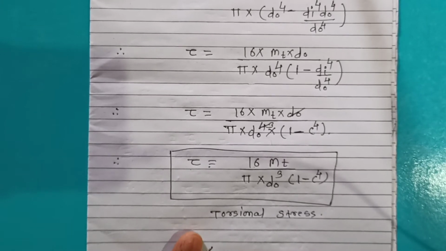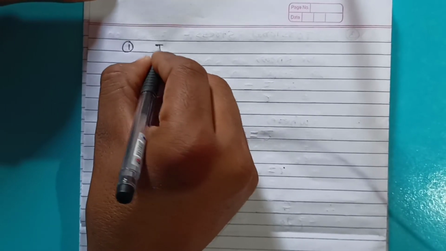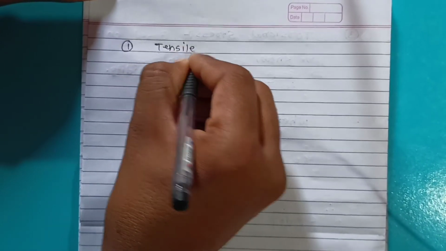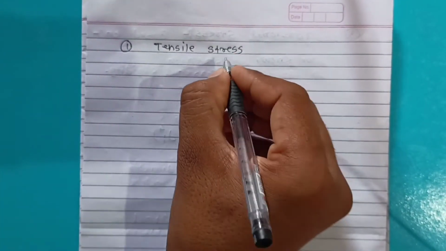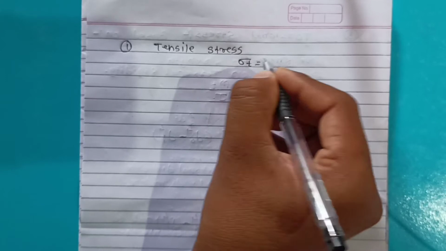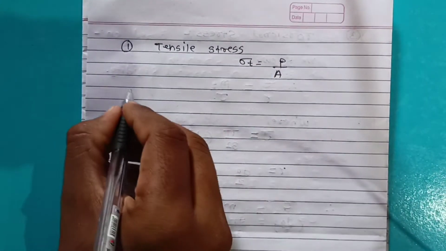Now in this equation, or in this design procedure, we will see first the tensile stress, and this stress is represented with the help of sigma t. Due to the applied force on the shaft, the tensile stress is created.